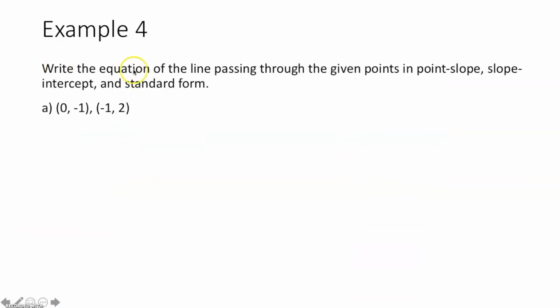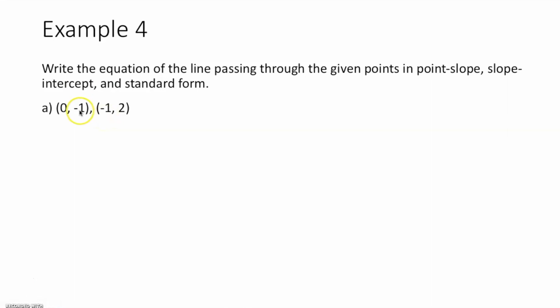Now example 4 says write the equation of the line passing through the given points in point slope, slope intercept, and standard form. And it gives you 2 points, and that's it. Now this question comes up all the time. It doesn't always ask you to find each form. What it does is it asks you to find one specific form. But here I'm going to show you that if you have 2 points, you can figure out slope intercept, point slope, or standard form. You can find out all of them just from 2 points.